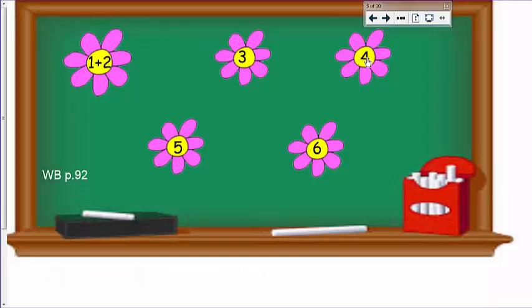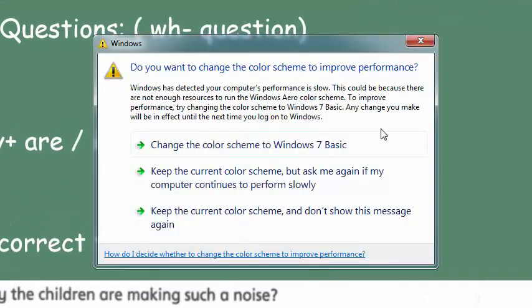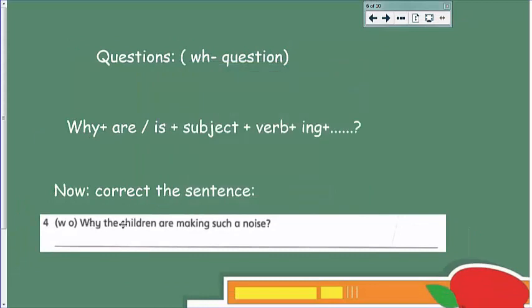Now, sentence number 4. Questions. WH questions. We are going to use why. Here the structure: why, are or is, plus subject, plus verb plus ing. You can correct here the question. Look at the question here. Why the children are making such a noise? Here we have why the children, so you are going to change their place. Why are the children making such a noise? This is the correct sentence.